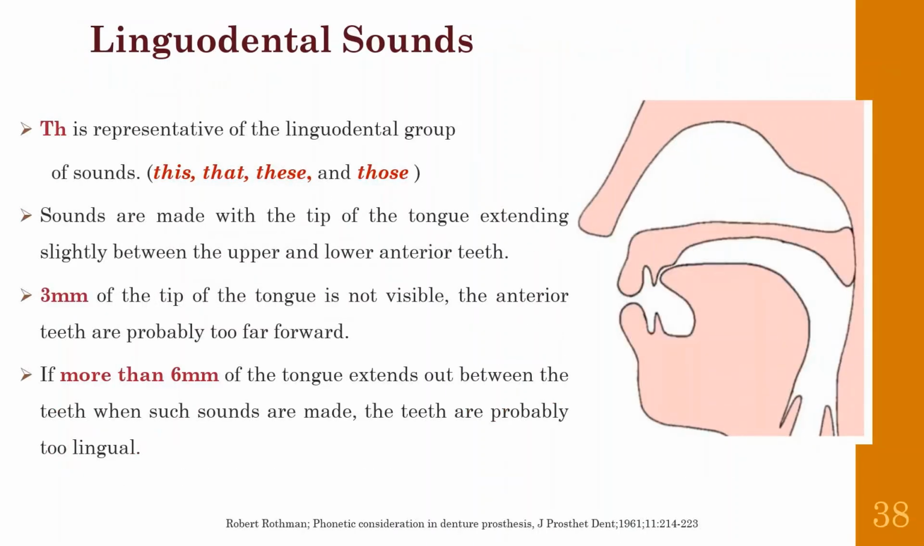The linguodental sounds: th is the representative of the linguodental group of sounds. For example, this, that, these, and those. The sounds are made with the tip of the tongue extending slightly between the upper and lower anterior teeth. If 3 mm of the tip of the tongue is not visible, the anterior teeth are probably way too forward. If more than 6 mm of the tongue extends out between the teeth when such sounds are made, the teeth are probably too lingual.